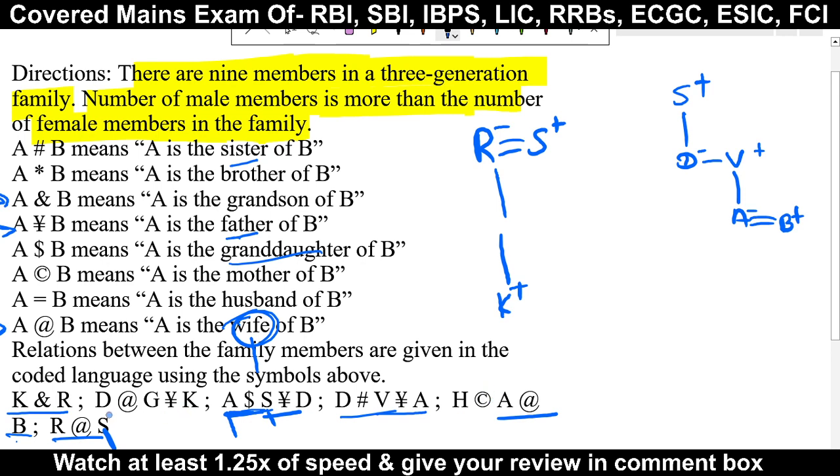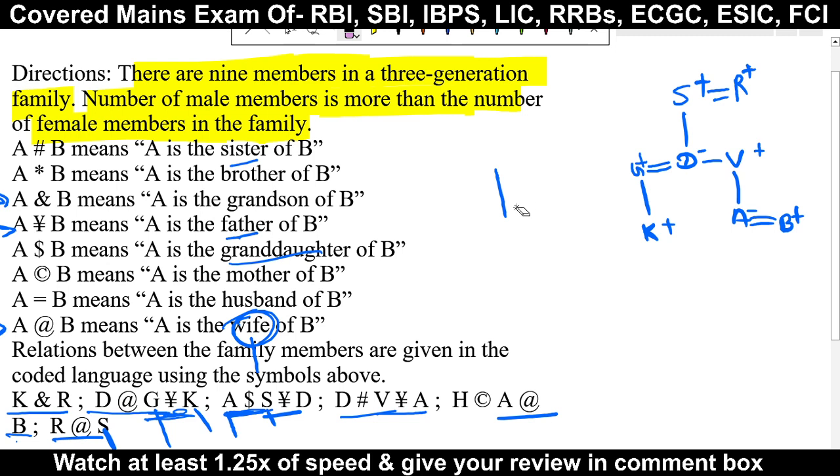Now see the others which are remaining. D at the rate G. We have D already here, so we can place this condition. At the rate means wife. D is wife of G. Done. And G Y K. Pound or euro, I don't know which currency sign it is. So G Y K means G is the father of K. Now we can merge these two conditions. R also I am writing just here. Just erase this now. Done.